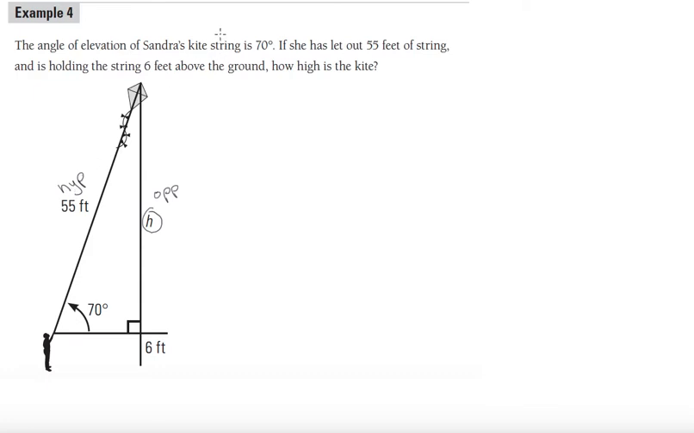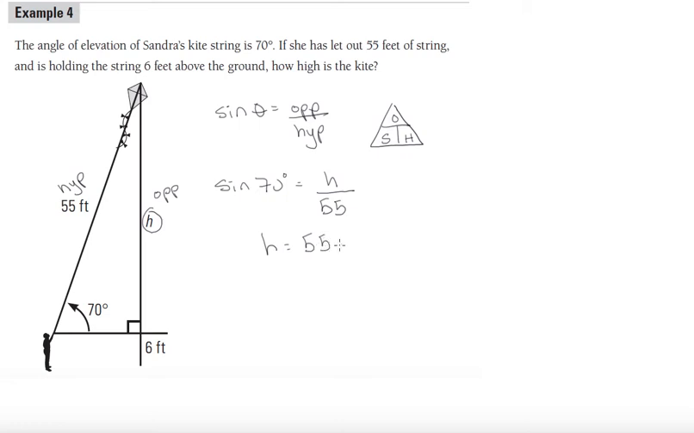If I look at SOHCAHTOA, that is my opposite over hypotenuse. That's sine. So the sine of an angle is equal to the opposite over the hypotenuse. So I've got sine of 70 degrees is equal to the opposite, which is h, over the hypotenuse, which is 55. So h is my opposite, so I cover my opposite, and it's going to be sine times h. And also here I'm dividing by 55, so I'd have to multiply by 55. So h is equal to 55 times the sine of 70 degrees.